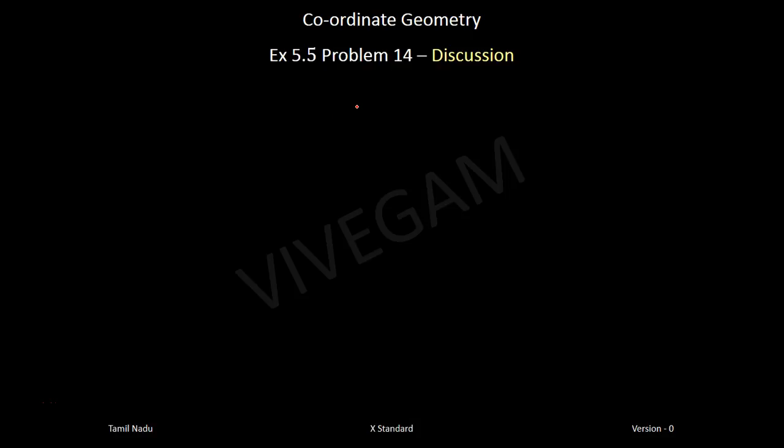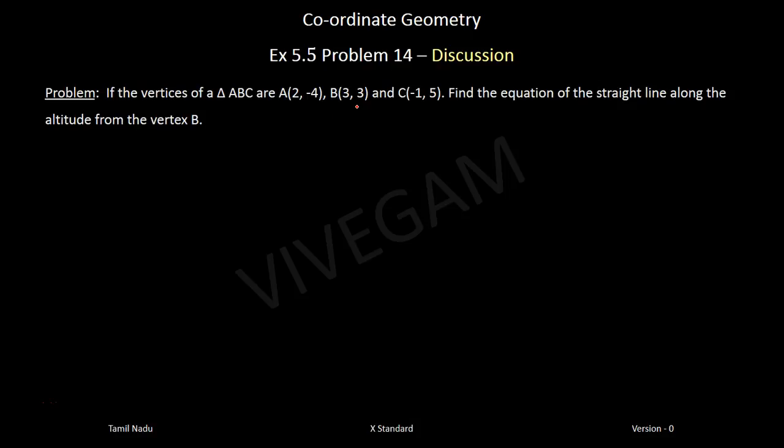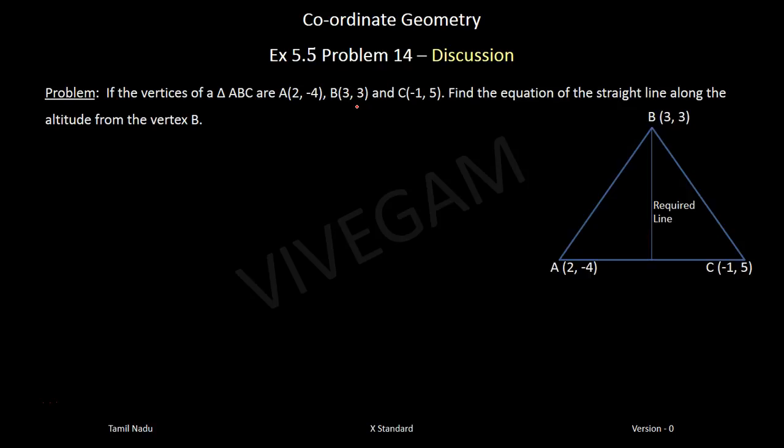Exercise 5.5, problem 14, discussion. If the vertices of the triangle ABC are A (2, -4), B (3, 3) and C (-1, 5), find the equation of the straight line along the altitude from the vertex B. So here the three vertices A, B and C are given, and we are asked to find the equation of the straight line along the altitude from the vertex B.